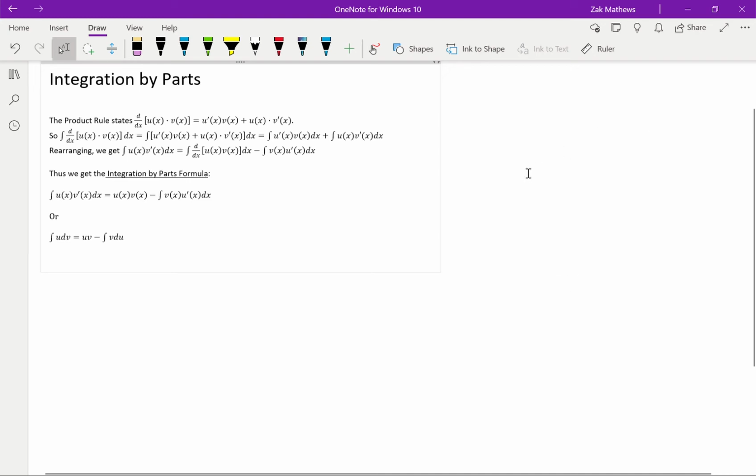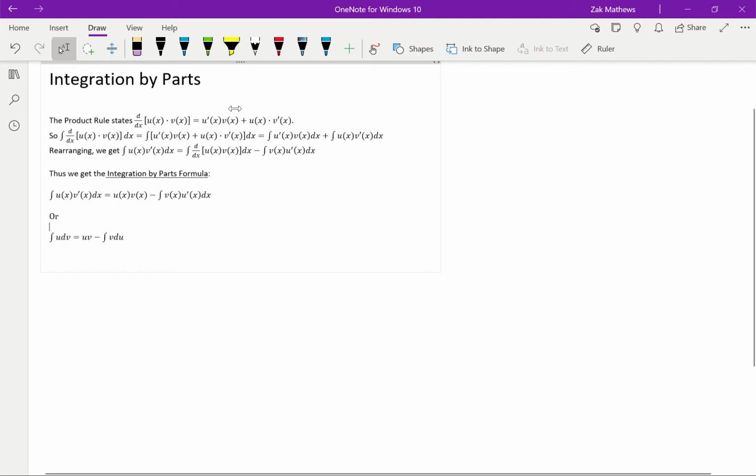Let's add some more tools to our integration toolbox. There have been a few tricks that we've learned to integrate, and then we saw u-substitution, which allows us to undo the chain rule. But otherwise, we're kind of limited in terms of the complexity of the problem that we can integrate. So we want to keep building on our skills so that we can solve more and more integrals. The next thing that we're going to look at is integration by parts, and this allows us to undo the product rule.